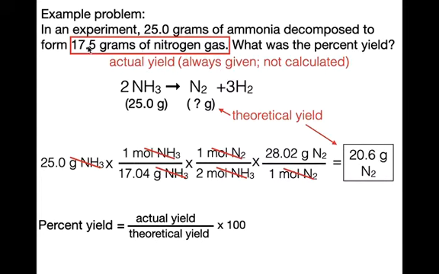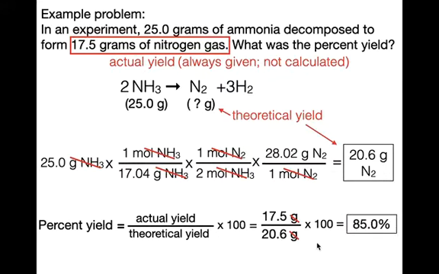In the problem itself, it gives us the actual yield. We just calculated the theoretical yield, and that will give us 85.0%. And it's just that simple. In the problem, it'll give you the actual yield. You need a balanced equation to calculate the theoretical yield. Dividing the theoretical yield into the actual yield multiplied by 100 gives us the percent yield.